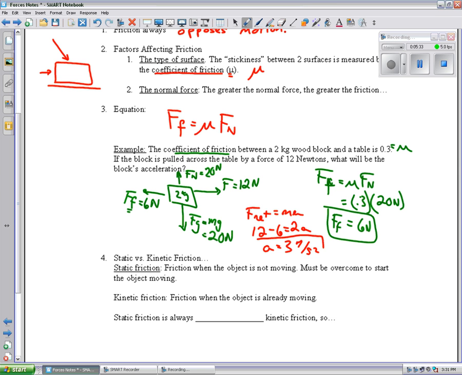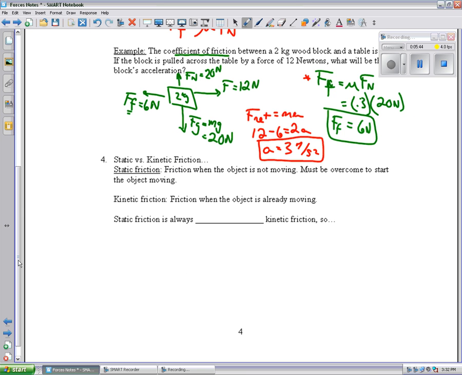So they are essentially the same problems we've been doing, except in order to find the force of friction, you're going to have to use this equation. Now, to complicate matters slightly, there is static friction and kinetic friction. Static means not moving, so static friction is friction when it's not moving, and then kinetic friction is when the object is already moving.